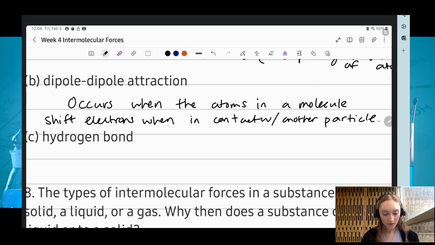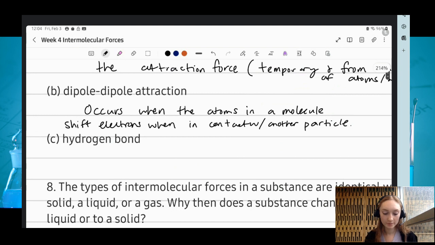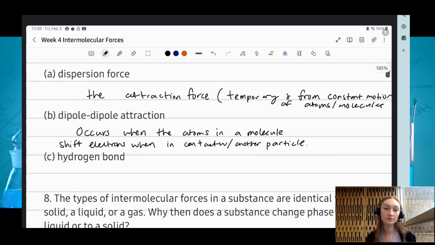So dipole-dipole attraction is really important. It happens a lot. So it's a very strong force because of that kind of shift in electrons, and therefore you'll have stronger bonds than the dispersion force, because the dispersion force is very temporary. It happens just maybe for a second, or maybe not a second, but it happens very, very quickly.